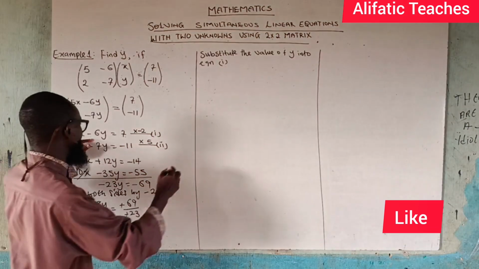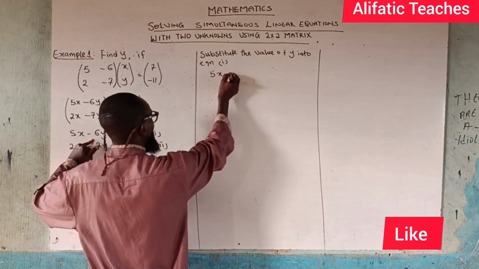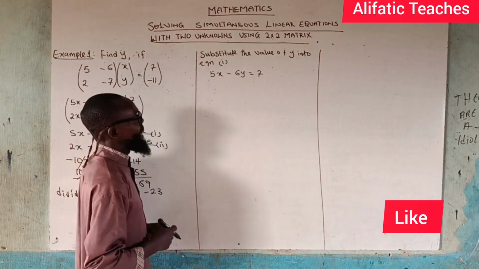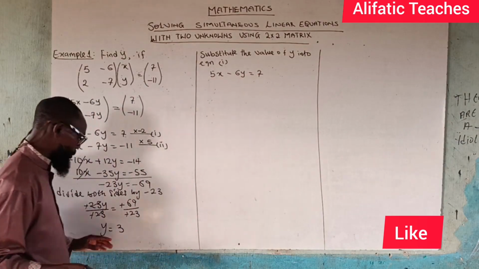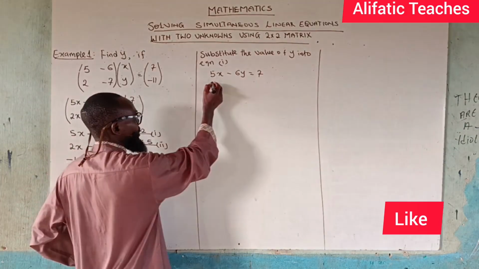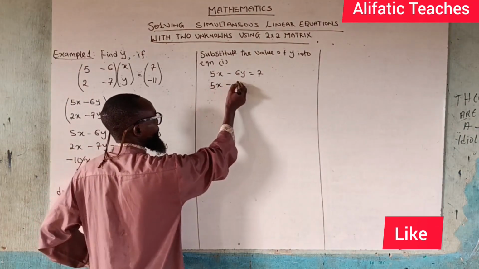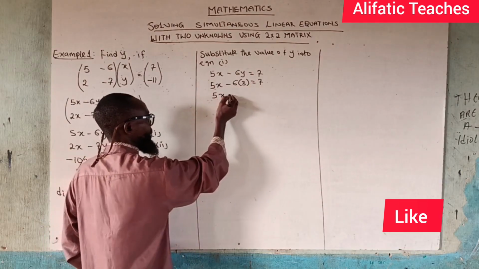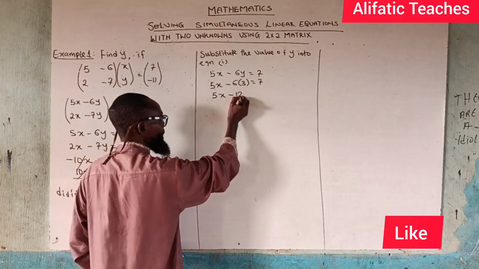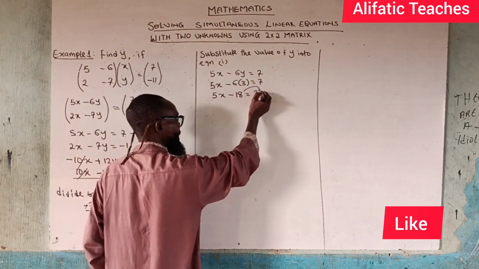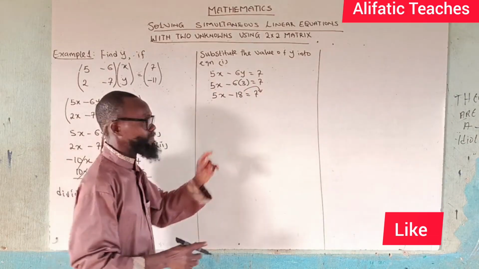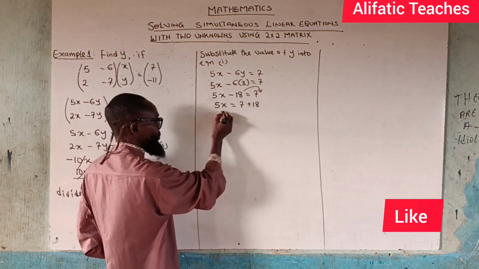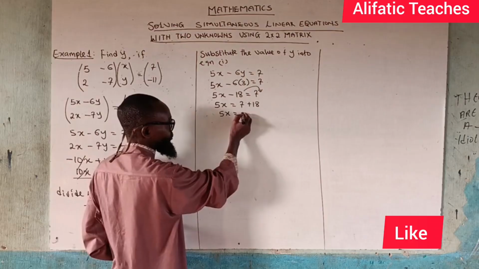My equation 1 is 5x minus 6y is equals to 7. Anywhere I see y, I'm going to put 3. So I have 5x minus 6 times 3 equals to 7. 5x minus 6 times 3, I have 18, equals to 7. Take minus 18 here to go and meet its family. 5x will equals to 7 plus 18. 5x will equals to 7 plus 18, we have 25.